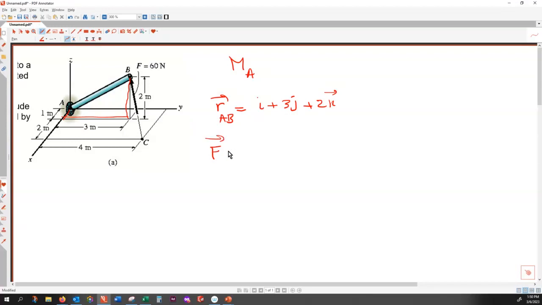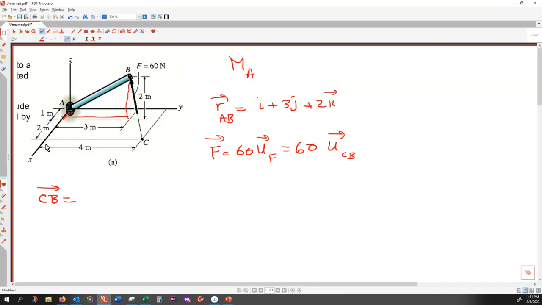How about F? How can I write F? I know the magnitude of F is 60 Newton, and then this has to be multiplied by the unit vector of F. So what is the unit vector of F? The unit vector of F is the same as the unit vector of CB. You remember from last week? If not, just go back and read, or listen to the recorded lecture or slides. So to find the unit vector of CB, first I need to find CB as a vector.